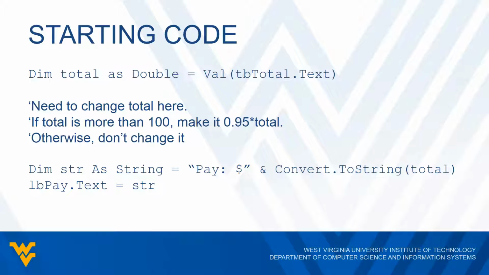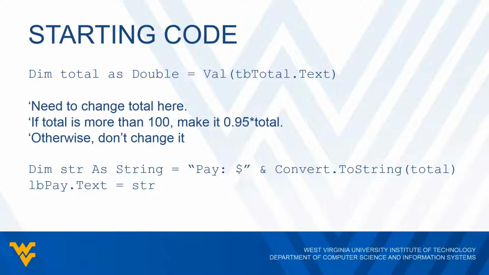The very bottom part of the code is going to take our total, which at this point should be either the initial total or the discounted total. We convert it to a string, and then we concatenate that with pay, a colon, then a dollar sign. We store that in str, and then this lb pay, let's say we have a label that would display what the person is supposed to pay. And that's going to store the concatenated string.